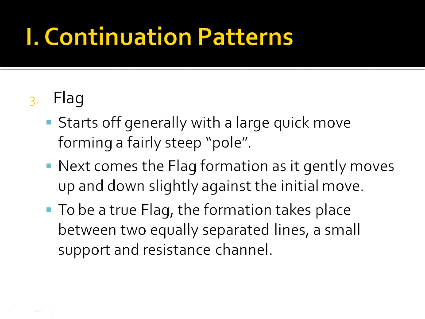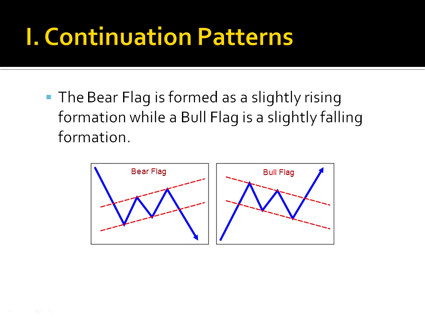Next, we're going to take a look at the flag formation. This starts off generally with a large, quick move, forming a fairly steep pole. Next comes the flag formation, and it generally moves up and down in a zigzag formation, but slightly against the initial move. To be a true flag formation, the formation takes place between two equally separated lines, a small support and resistance channel. Here's a couple examples, a bear flag and a bull flag.